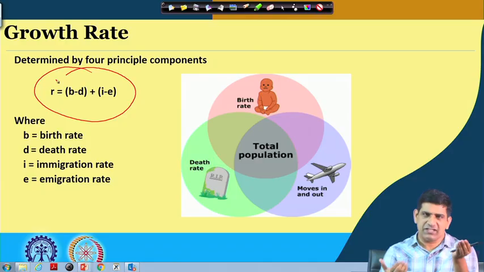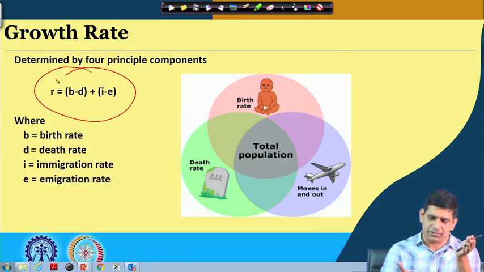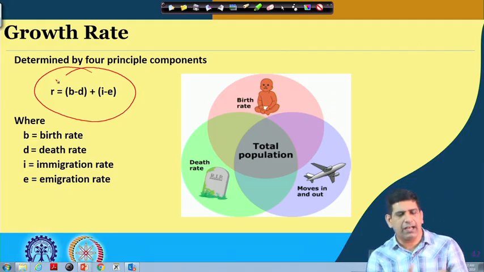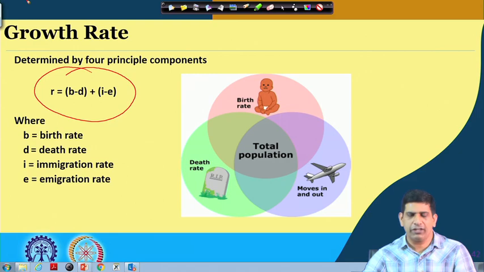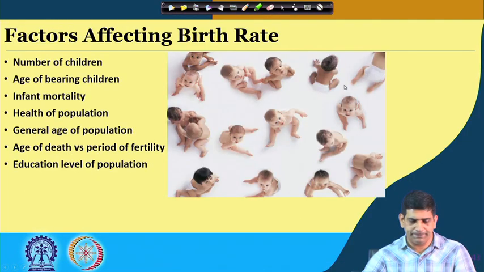Similarly, I minus E: I is the immigration, E is the emigration, people going out. For a country like India, I minus E will be negative, but in other countries like developed countries, this will be positive. So you calculate this based on these four factors: birth rate, death rate, and moves in and out of the country. That gives you an estimation, with different rates, to come up with the population of a particular country.